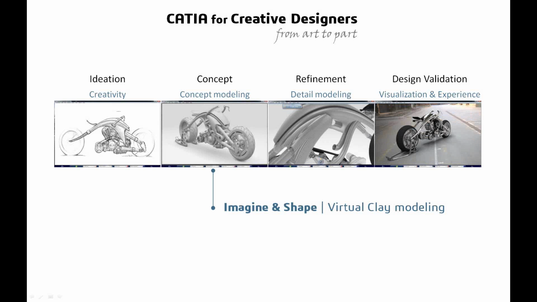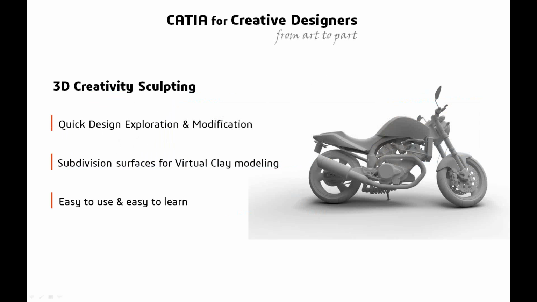So then when the project maturity evolves, the designer also wants to start to work on the concept modeling stage and also on creativity, by doing virtual clay modeling. So this is where in CATIA for Creative Designer we are offering a new technology called Imagine and Shape, based on subdivision surface modeling. And what we want to provide with this mathematics is really a new paradigm of modeling, like virtual clay modeling, which is very important when you're in the ideation and concept modeling phase, which allows designers and creative people to do quick design exploration and modification, and at the same time it's very easy to use and easy to learn.